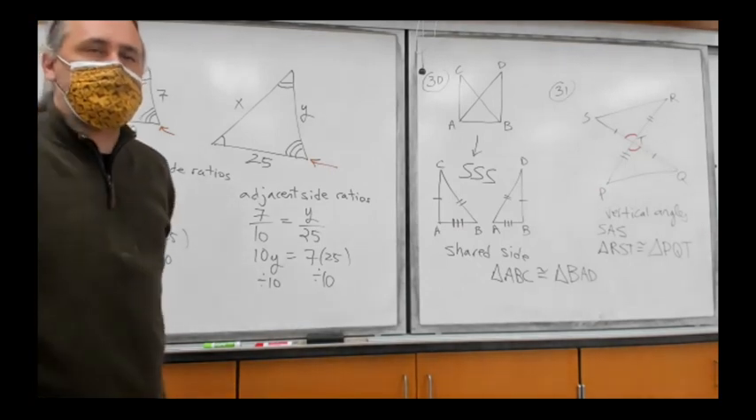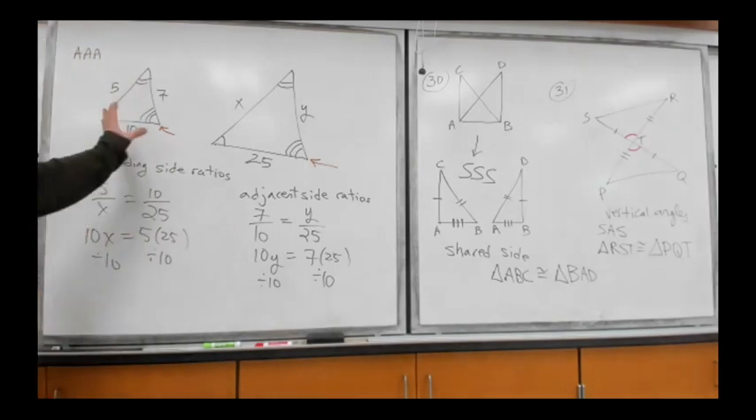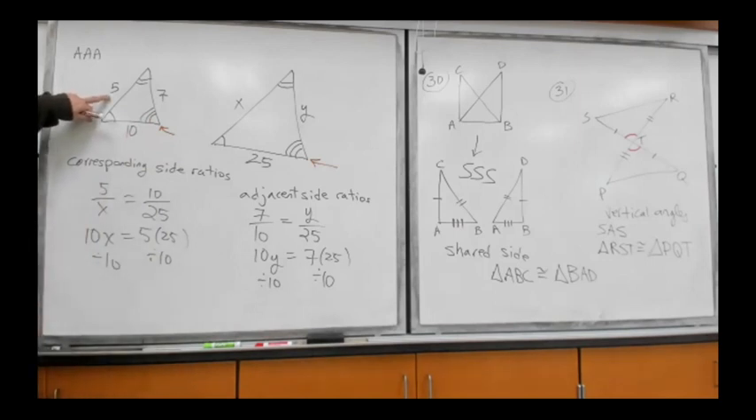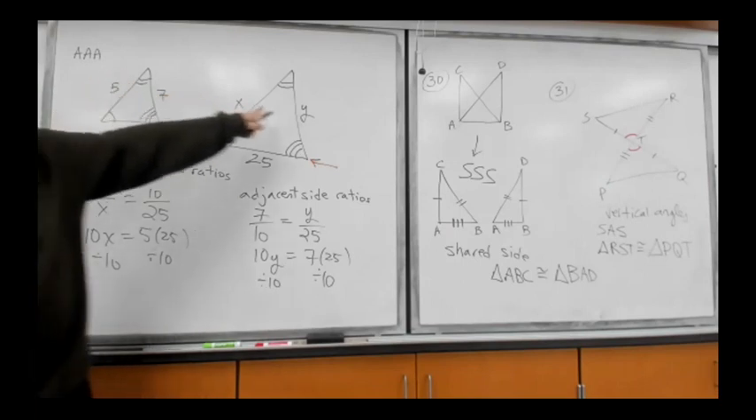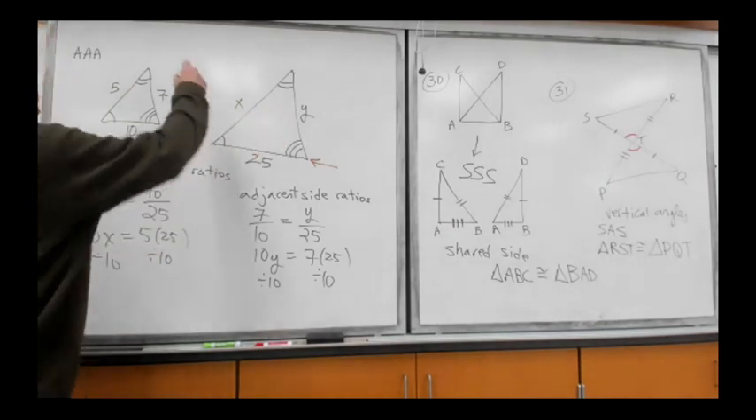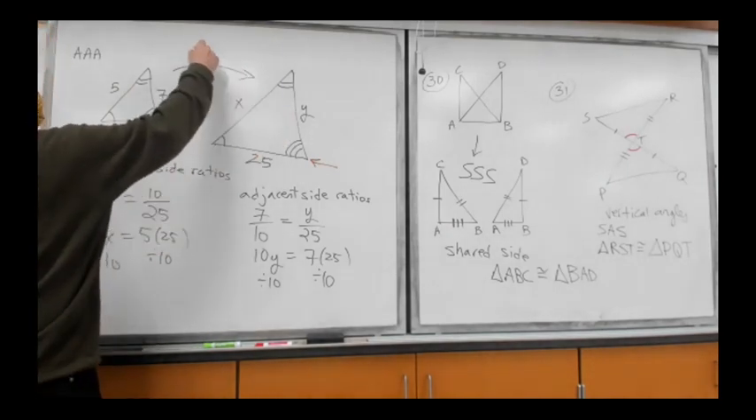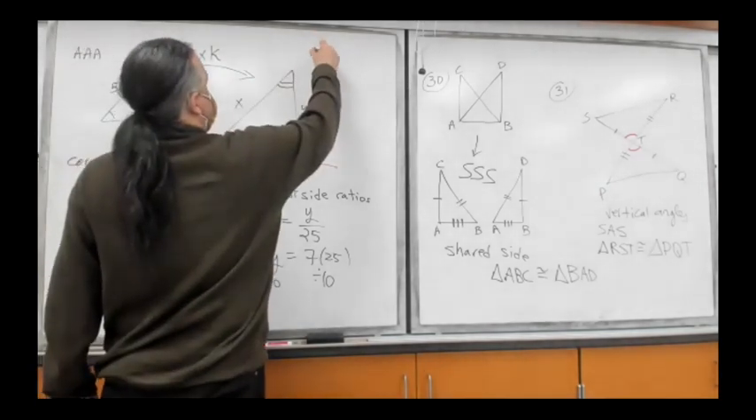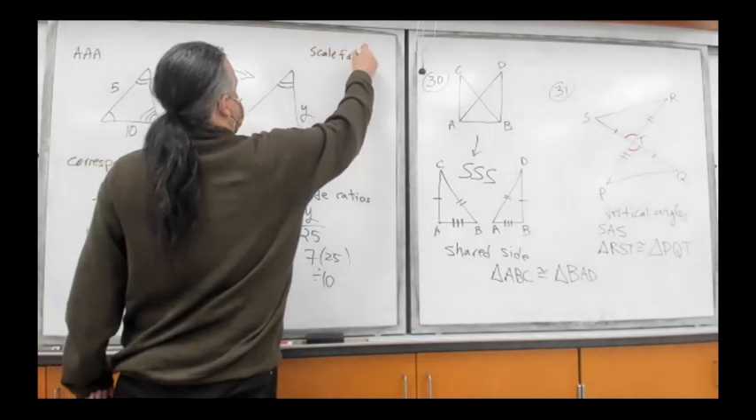Now, another way to think about this. One of these triangles is bigger than the other. So if we could think of what number do we multiply to the 5, 7, and 10, that'll be okay. We could figure out how could we multiply to these three numbers to get the bigger triangle. Okay, so let's say we multiplied that by some number we don't know. This is called a scale factor. And sometimes this is helpful.